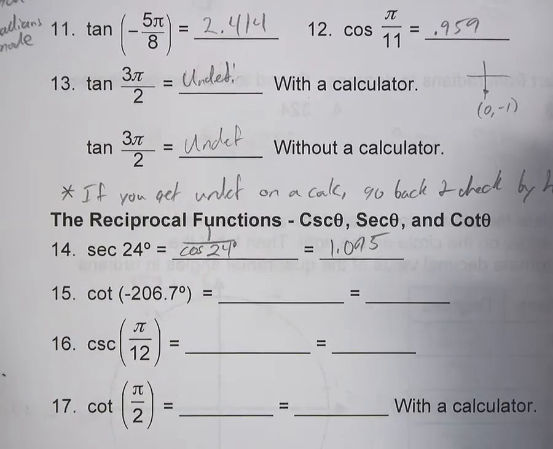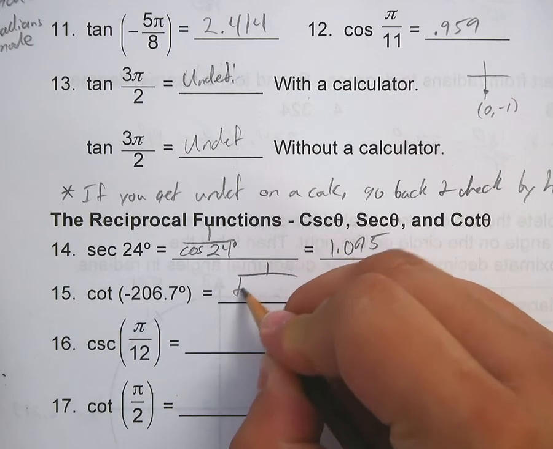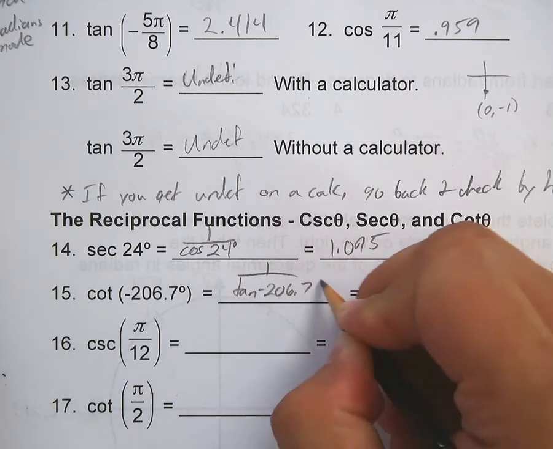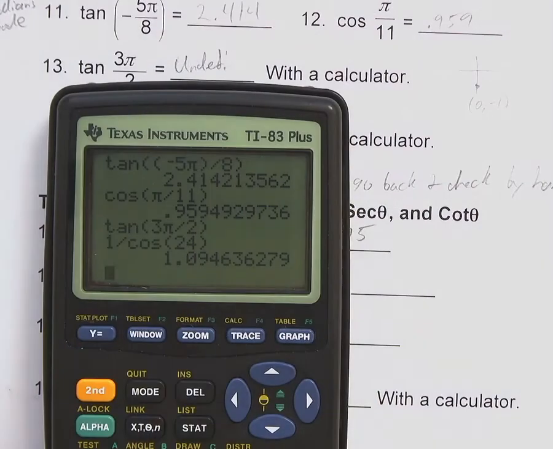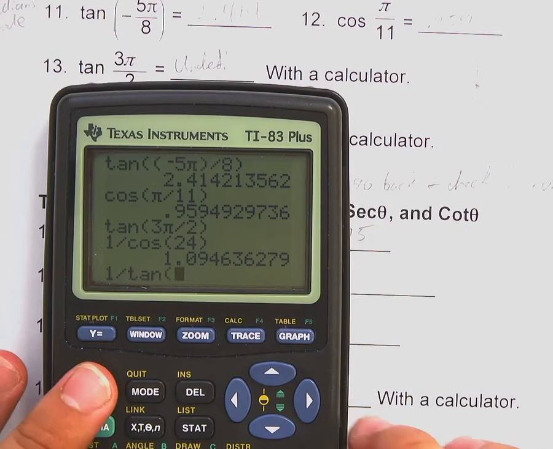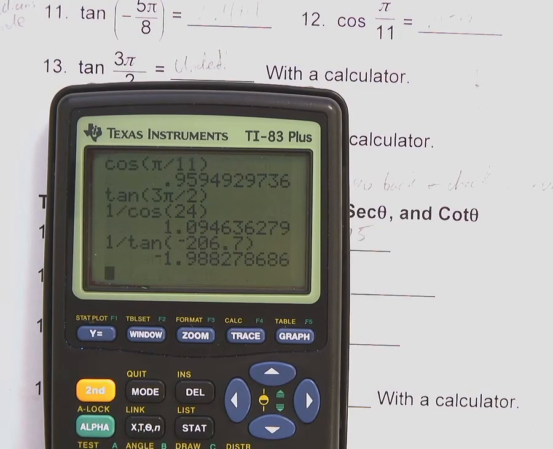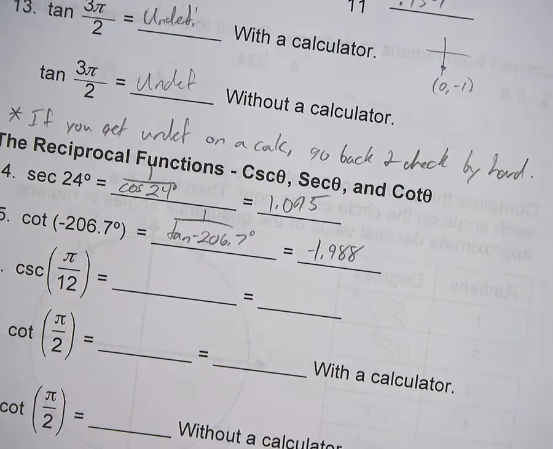How about the cotangent of negative 206.7? Cotangent is 1 over tangent of negative 206.7. So I'm going to do 1 over tangent of negative 206.7, negative 1.988. Yay!